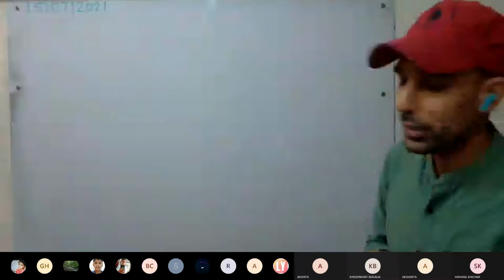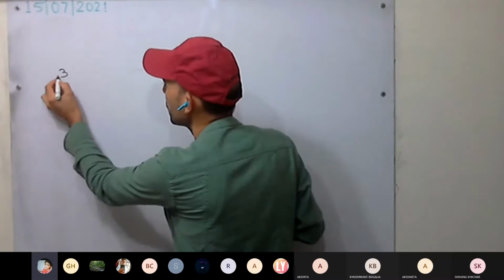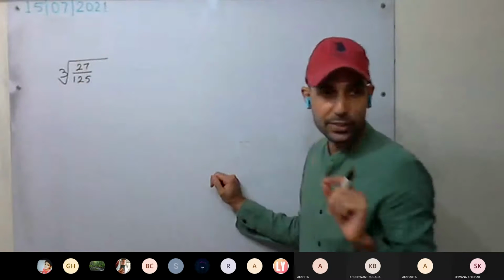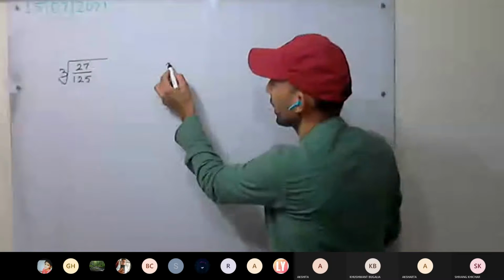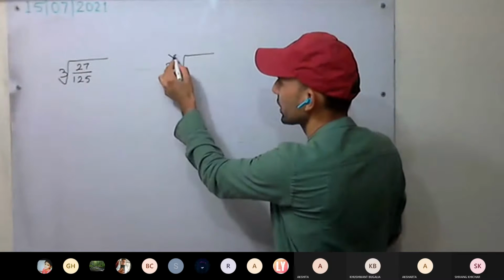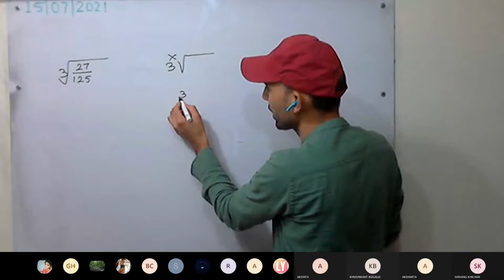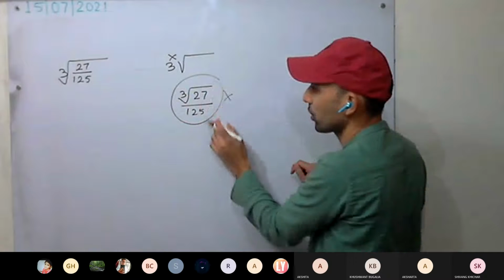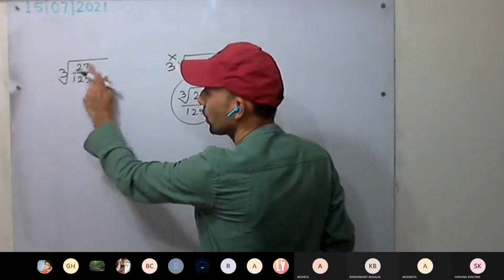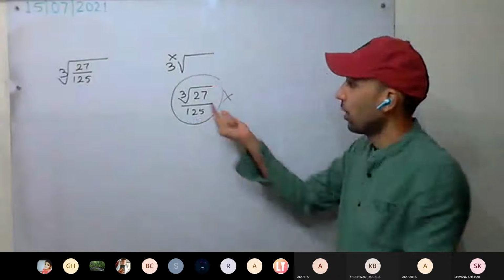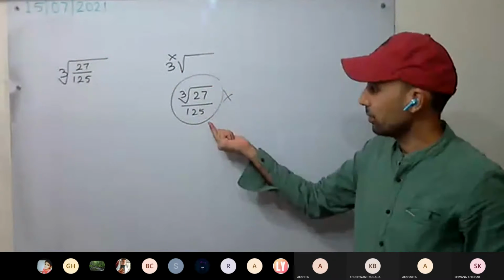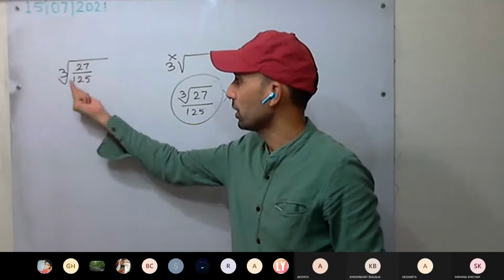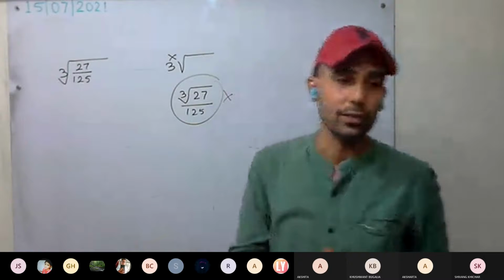Cube root of 27 upon 125. Always remember a few mistakes which you make. One mistake: don't write it like this, this is wrong. And don't write cube root of 27 divided by 125 either, this is wrong as well. What is being asked is the whole cube root of 27 upon 125. It means we do not take only the cube root of 27. The root is for the whole, the cube root of 27 divided by 125.